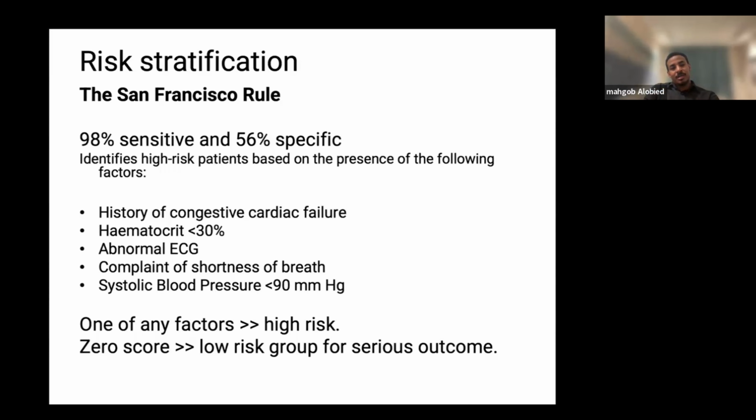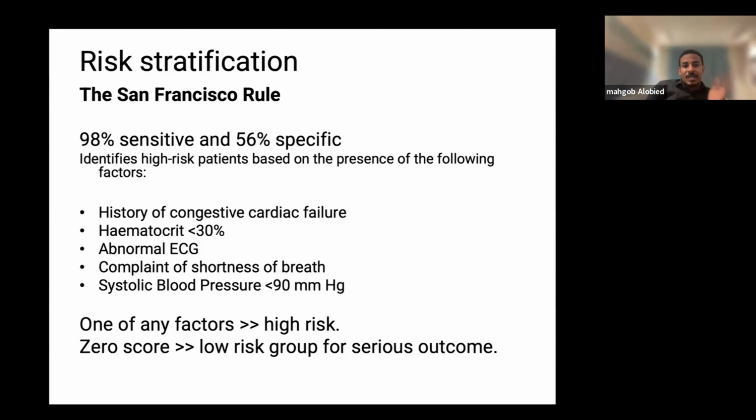So this will help to rule out, and that's, I think, what we need in emergency practice: easy criteria to rule out. So you can use this as a simple tool to categorize your patient as low risk or high risk. It's easy and simple.